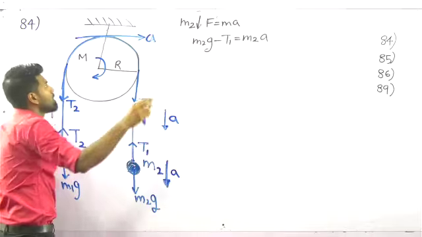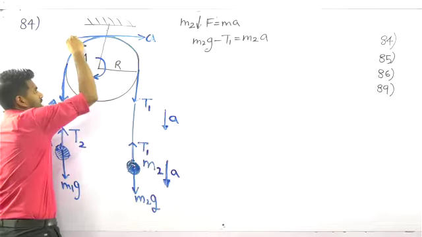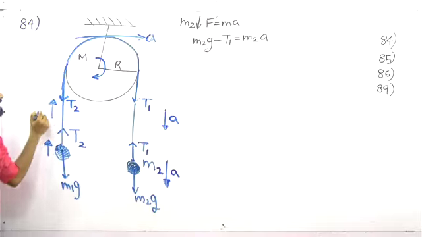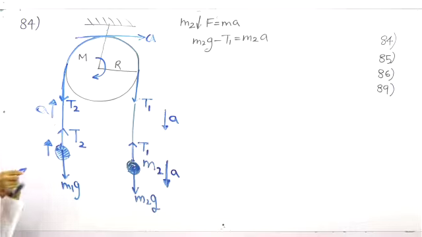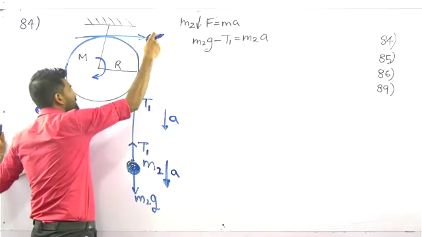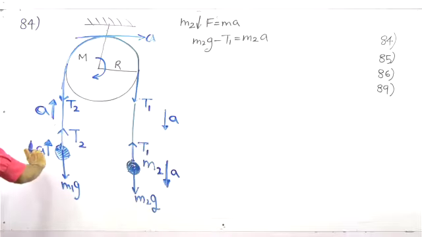So for the string to come out with a tangential acceleration A and drop down with the acceleration A on one side, on the other side it has to move up with the acceleration A. Then only will that tangential acceleration be matched. So the acceleration here is also A, moving upward with A, tangentially releasing the string with the acceleration A and dropping down with the acceleration A. So it's a common acceleration A.